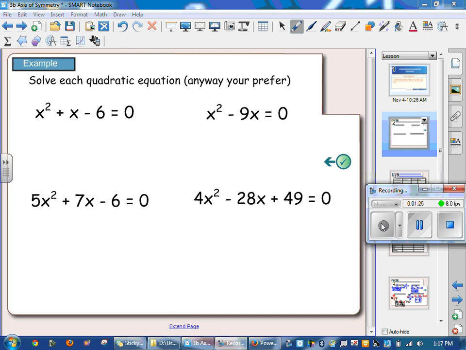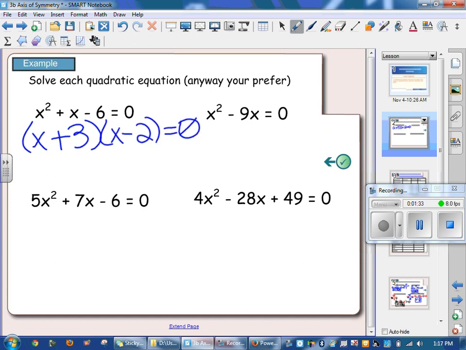Okay, the factored form, if you chose to factor them, would be this. X plus 3, x minus 2 equals 0. Now pull them out of brackets. X equals negative 3, x equals positive 2. If you actually did your graphing, you would have found negative 3 and 2 on your graph.